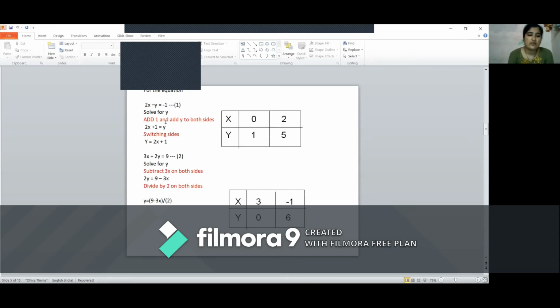So here I have y is equal to (9 minus 3 into 3) divided by 2. 9 minus 9 is 0, so I have y as 0. So I got here one pair, that is (3, 0).